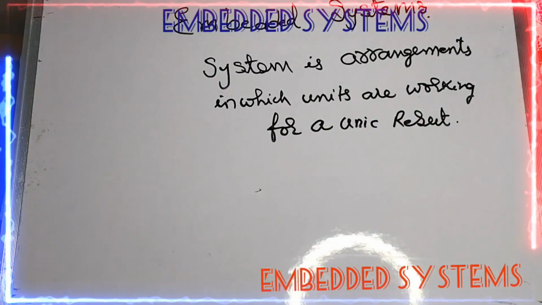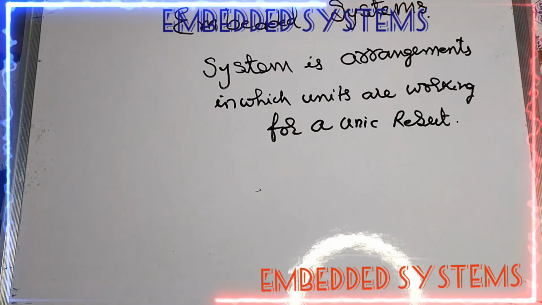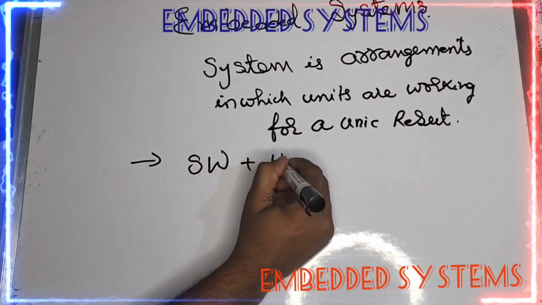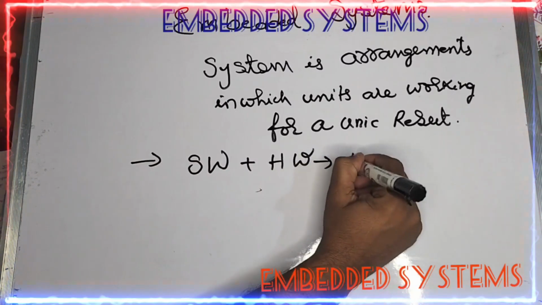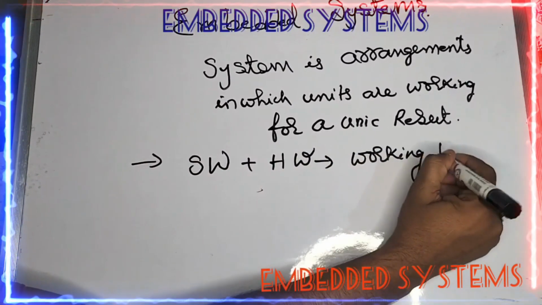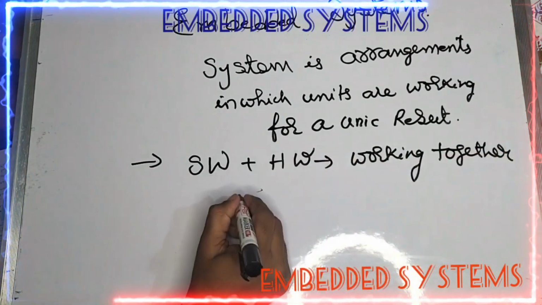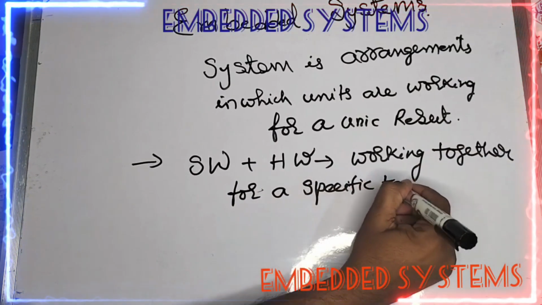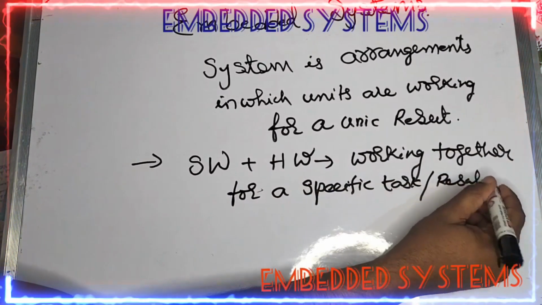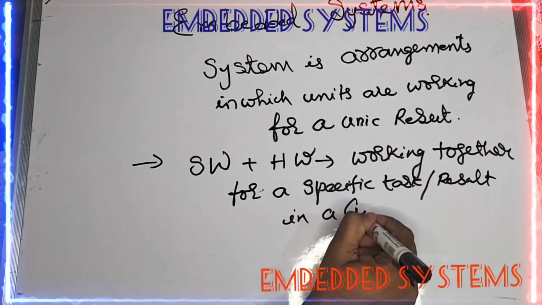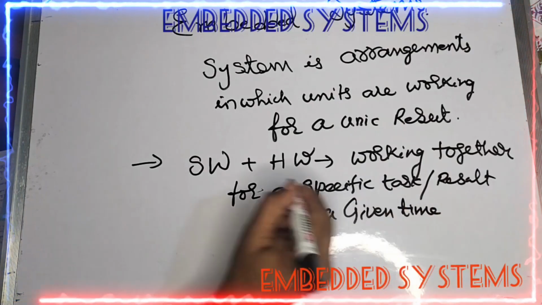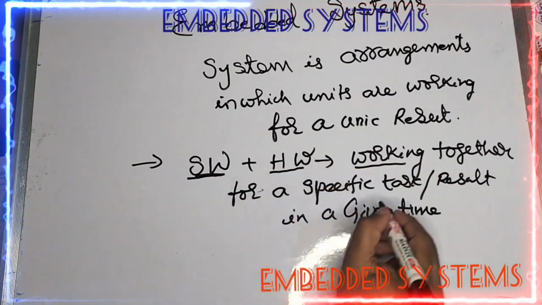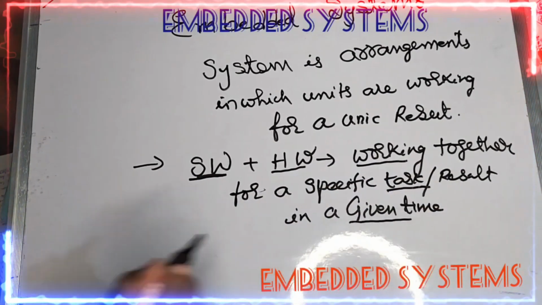Now let us see embedded systems. An embedded system refers to software plus hardware components working together for a specific task, for a specific result, in a given time. An embedded system is a combination of software and hardware components working together for a specific task in a given amount of time.